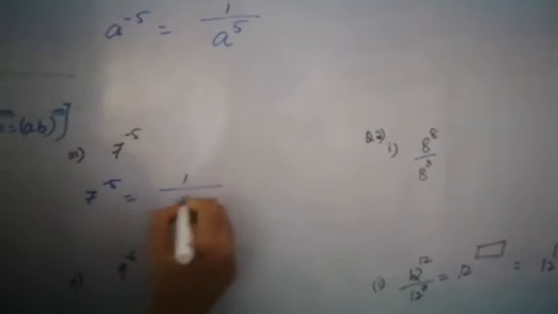Now 7 to the power of minus 5 can also be written as 1 by 7 to the power of 5. Make a negative power a positive. 9 to the power of minus 6 is equal to 1 by 9 to the power of 6. Fine children. This is your third law.